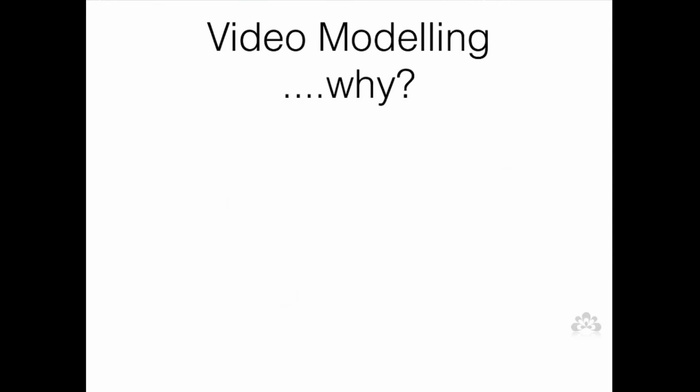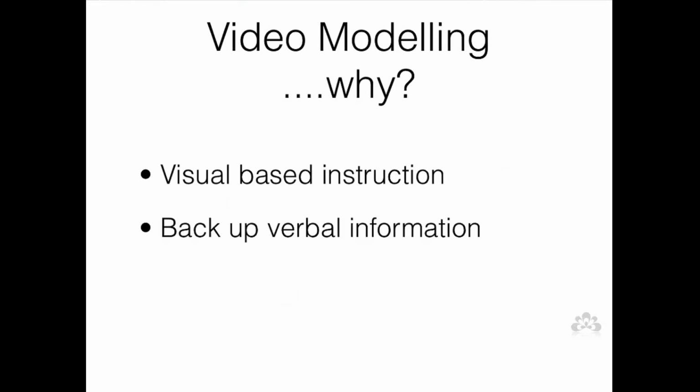Why is video modeling so effective? Well, it's a visual-based instruction. So we know that students with autism spectrum disorder, people with autism spectrum disorder, learn from visual information more easily than just from verbal information. And that's the same for a lot of the people that we're supporting. As I mentioned, people with intellectual disability, people with memory difficulties. It helps to back up the verbal information that we are providing people if you have some visual information there. It's more concrete and more stable than the verbal information that we're giving to somebody.